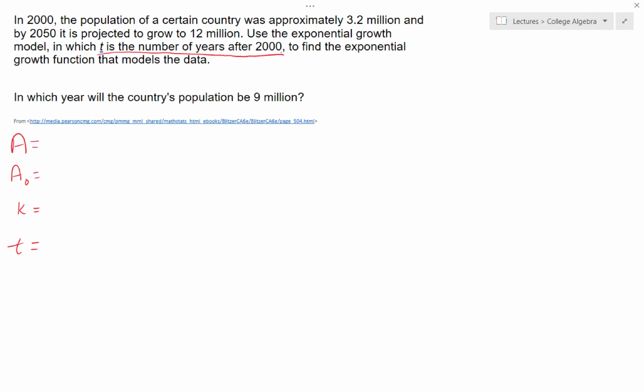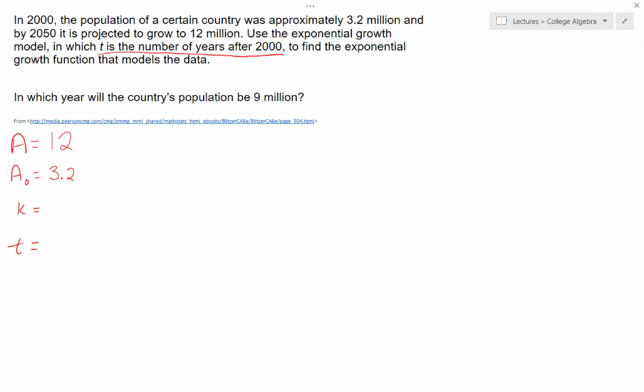And so just like that, start, end. When is our starting? 2000. When is our ending? 2050. And so it means that the number that we have in 2000 is the starting amount, a sub 0. The number that we have in 2050 is the ending amount, a. And so I can write down a is equal to 12, because that's the projected population in 2050. And I can write down that a sub 0 is 3.2, because that's my initial population, the population in 2000.